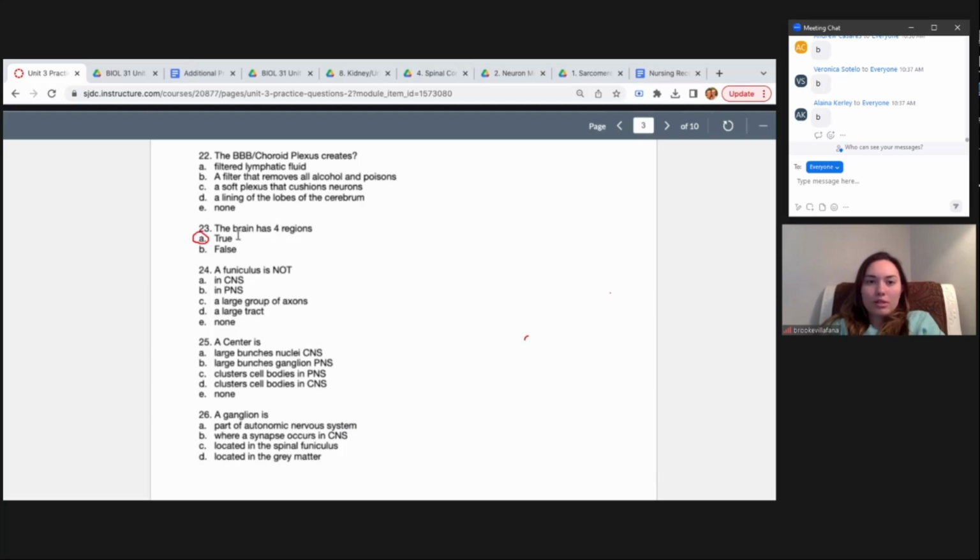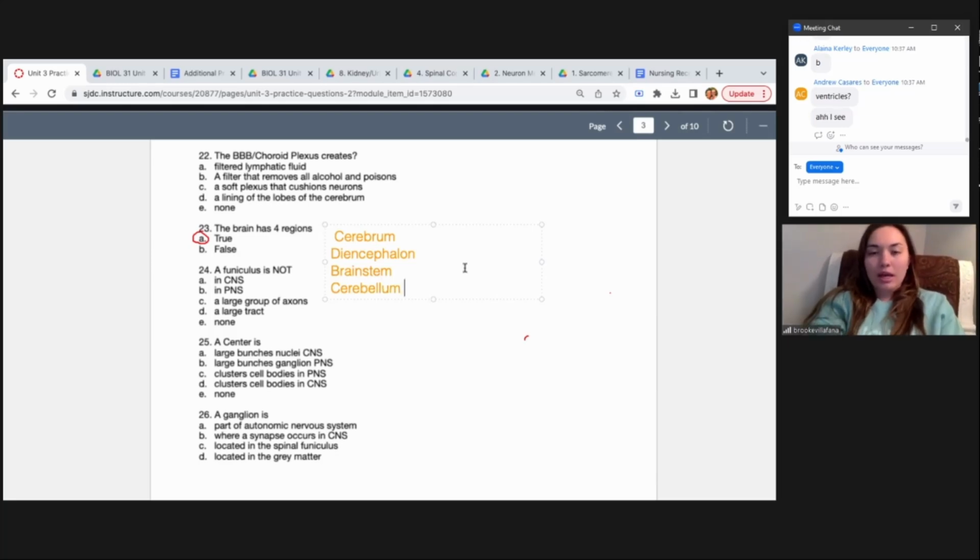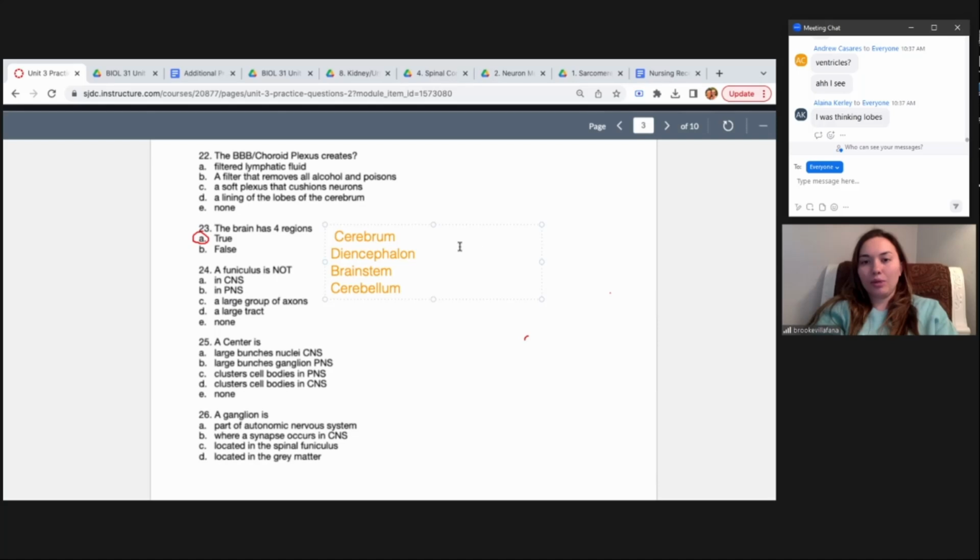Okay, I know that we all said false in the chat. So the 4 regions are the cerebrum, the diencephalon, the brain stem, and the cerebellum. Those are the 4 regions. If you added the limbic system, that's not technically a region of the brain.